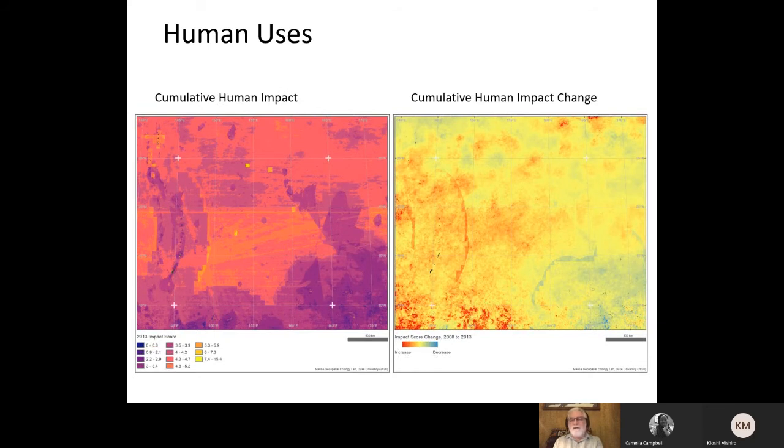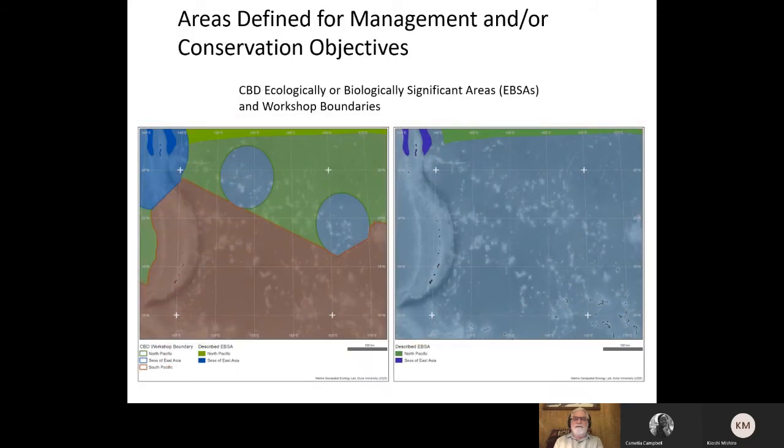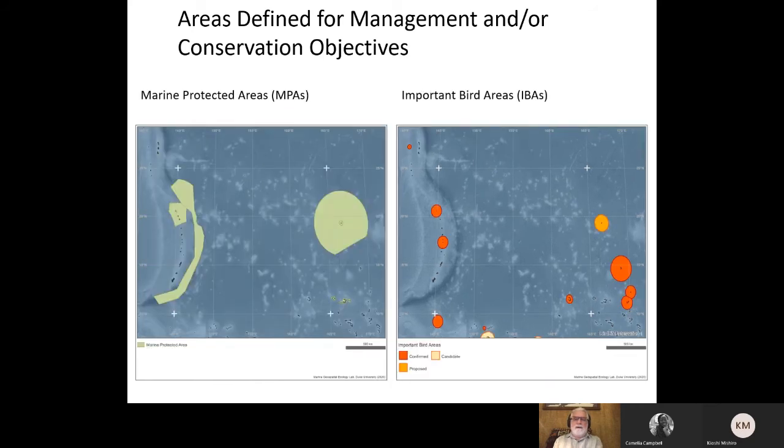These are some layers from a global analysis of cumulative human impacts, just to show the different scoring that's been done previously. And also areas that have been identified as ecologically or biologically significant areas from the Convention on Biological Diversity process. So the map on the left is showing the different workshop boundary areas, and the map on the right are showing 2 EBSAs that are within this region at the northern portion. Here are some marine protected areas on the left and monuments, as well as important bird areas defined by BirdLife International.